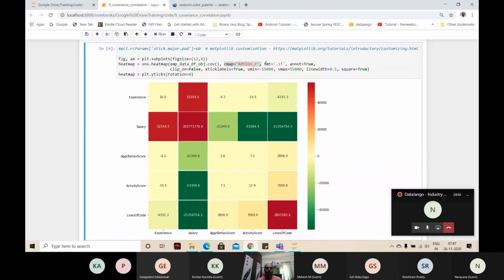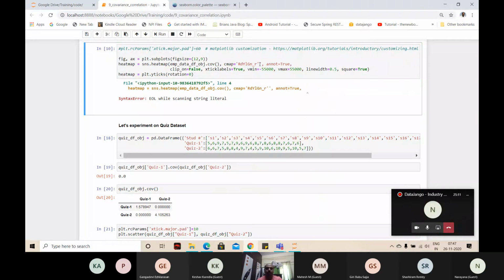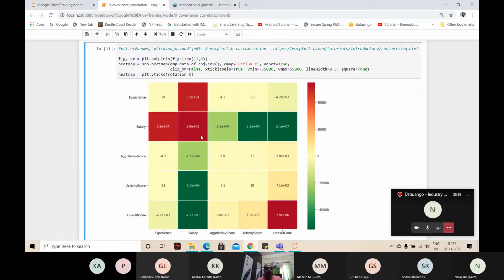Okay, and then format .1f. This is like C language format. I wanted a number where I show only one digit. If I take out this format, it's going to be clumsy. See these numbers like 2.9e10, e08 and all that? They are not human readable. So formatting the float number is always good.